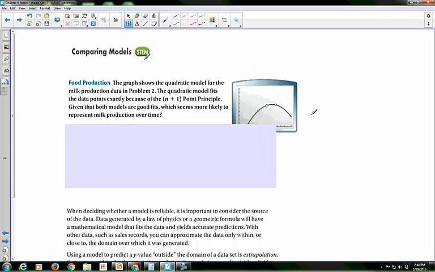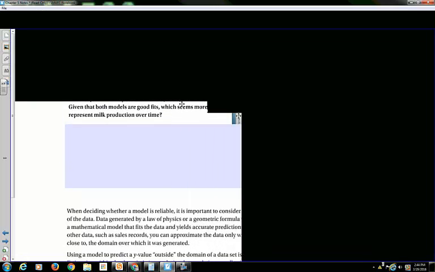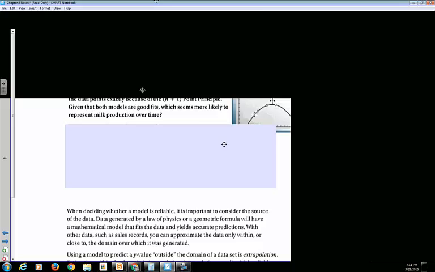All right, so here is one more way we're going to use the n+1 point principle. The graph shows a quadratic model for the milk production in problem 2. The quadratic model fits the data points exactly because of the n+1 point principle. Given that both models are good fits, so this one is saying this isn't a linear model. This is a quadratic model.